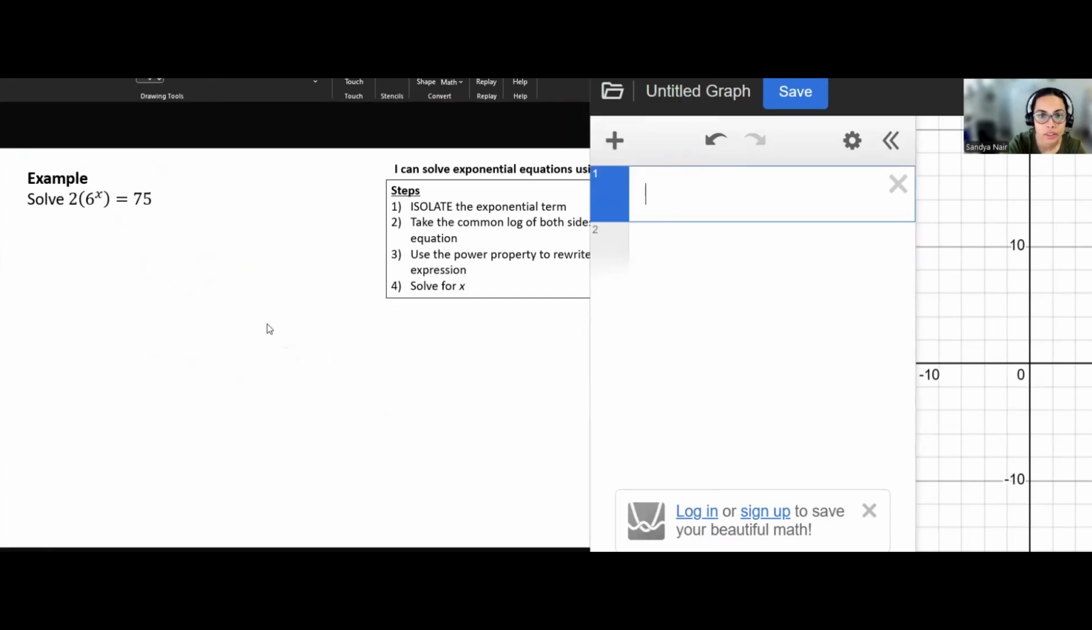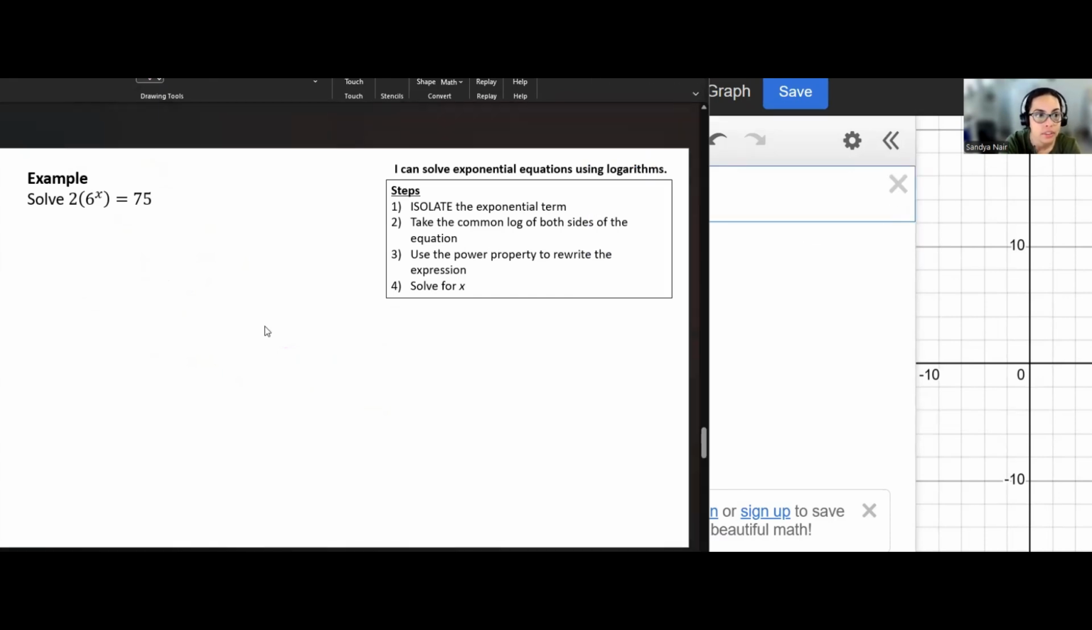So now let's look at this example. So here we have 2 times 6 to the x equals 75. Remember, our very first step is to isolate the exponential term. If that exponential term is not by itself, you see here the exponential term is 6 to the x, I have to do an opposite operation to isolate it. So it's being multiplied by 2, right? Remember, the opposite of multiplying by 2 is to divide both sides by 2. So I'm going to divide both sides by 2. So when I do this, I'm going to get 6 to the x equals 75 over 2.